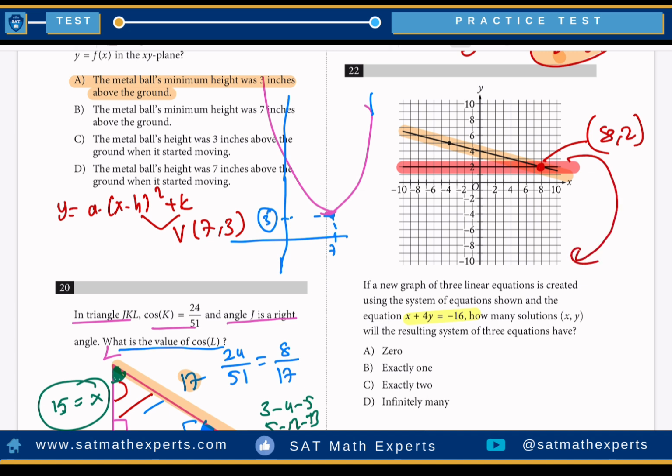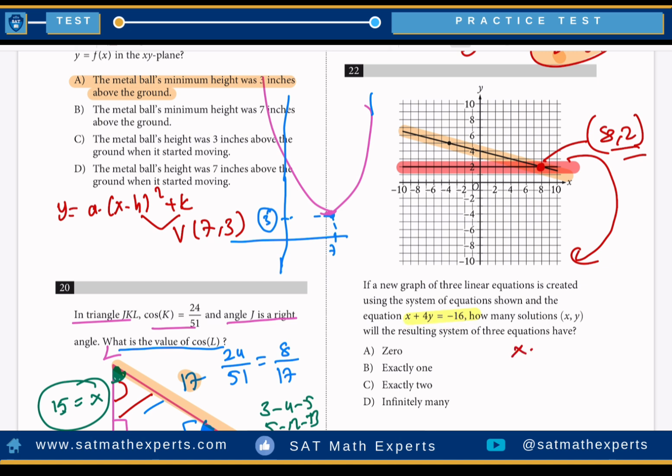We are not 100% sure. We have to just test it, okay? Since (8, 2), so 2 is on the other line, it's okay. Let's just check this point. Is it going to verify this point or not?